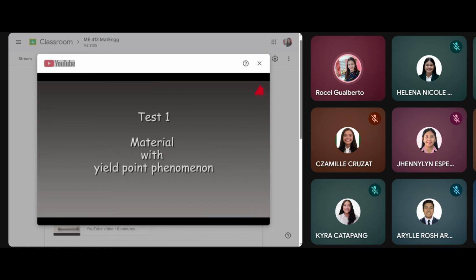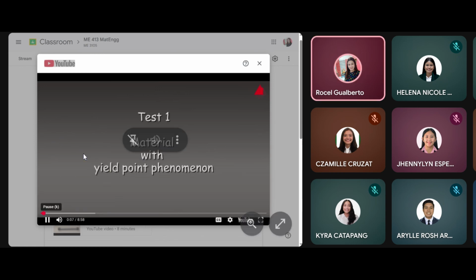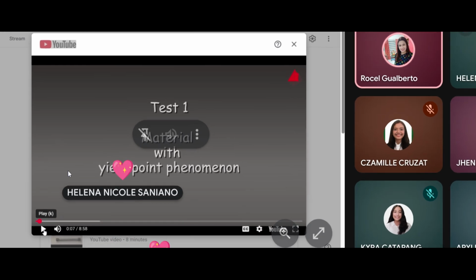The tensile test. First test, material with yield. Okay, good.